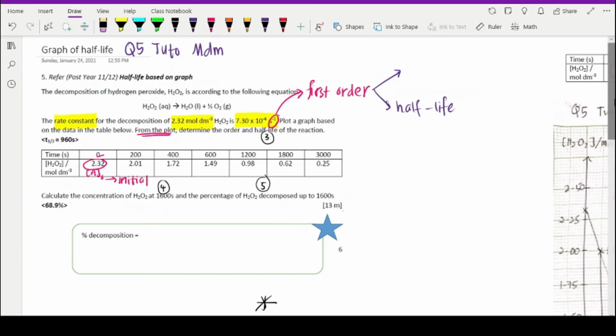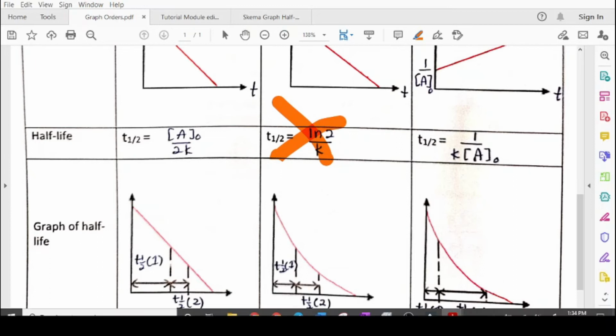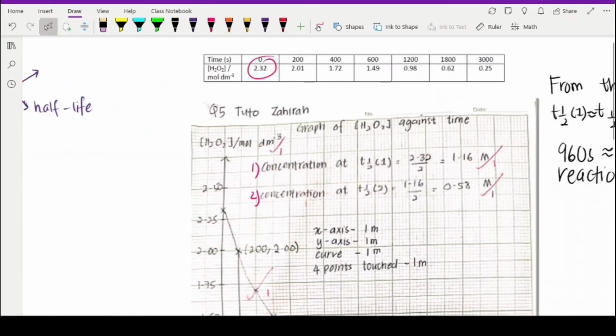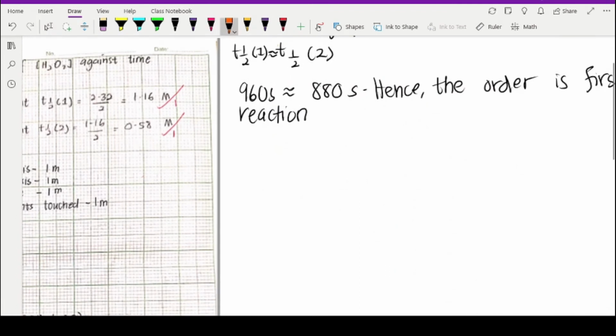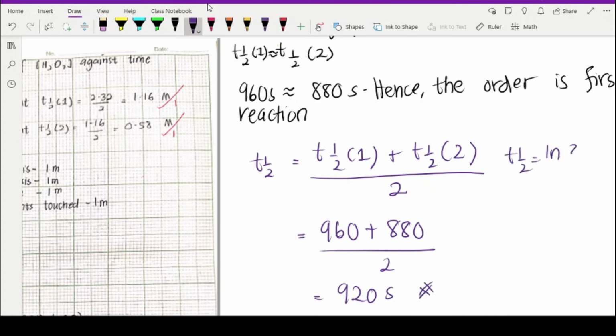Third is to find the half-life from the plot. So you can't use this formula, because this is from using formula. In order to find your half-life, you must find the average of these two numbers. So your half-life would be the average of your first and second half-life. Just add up all your half-life together. So 960 plus 880 divided by 2, that would be 920 seconds. Remember that we can't be using this formula ln 2 over k because we don't get it from the graph.